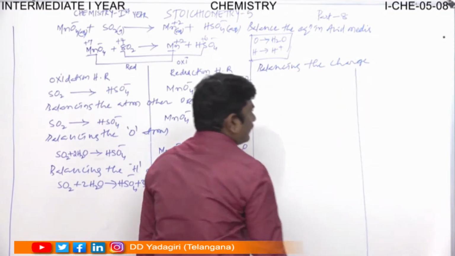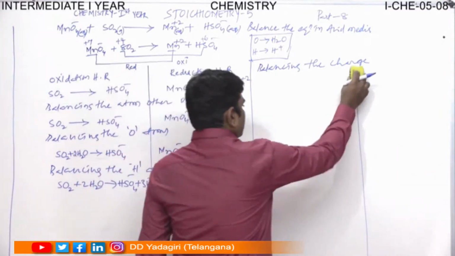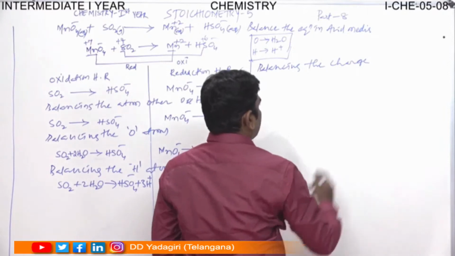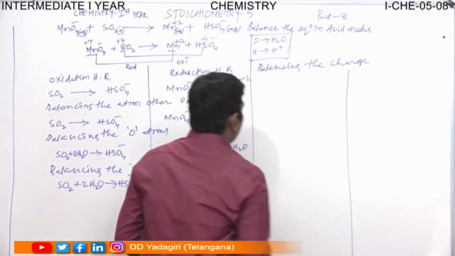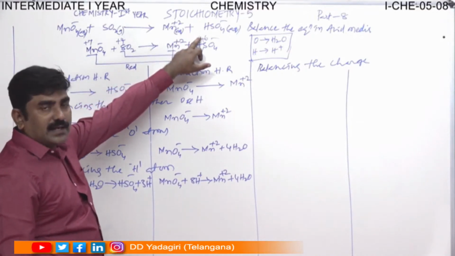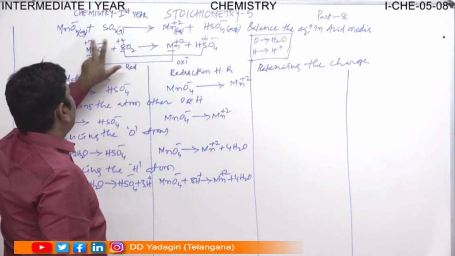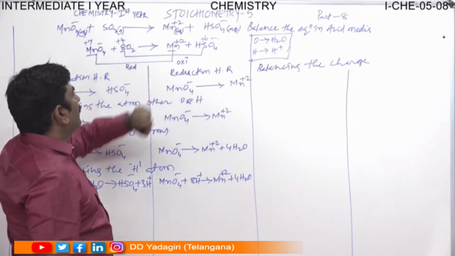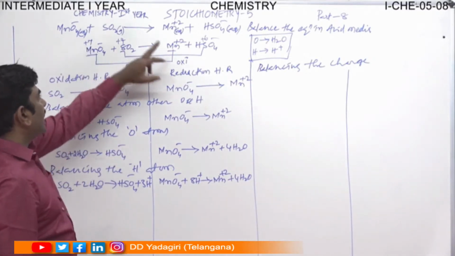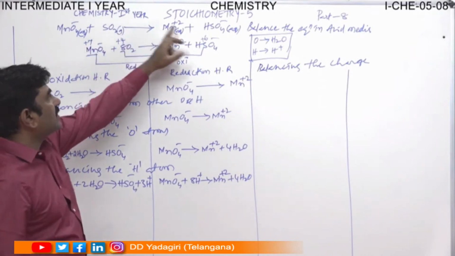In the redox equation, the number of electrons lost must be equal to the number of electrons gained. రెడాక్స్ చర్యలలో కోల్పోబడ్డ ఎలక్ట్రాన్ల సంఖ్య దేనికి సమానంగా ఉండాలి? గ్రహించబడ్డ ఎలక్ట్రాన్ల సంఖ్యకి సమానంగా ఉండాలి. మరి ఇక్కడ ఏమైంది? +4 +6 గా మారింది. అంటే ఎన్ని ఎలక్ట్రాన్స్ లాస్ అయినాయి? 2 ఎలక్ట్రాన్స్. మరి ఇక్కడ +7 +2 గా మారింది. అంటే ఎన్ని ఎలక్ట్రాన్స్ గెయిన్ అయినాయి? 5 ఎలక్ట్రాన్స్.